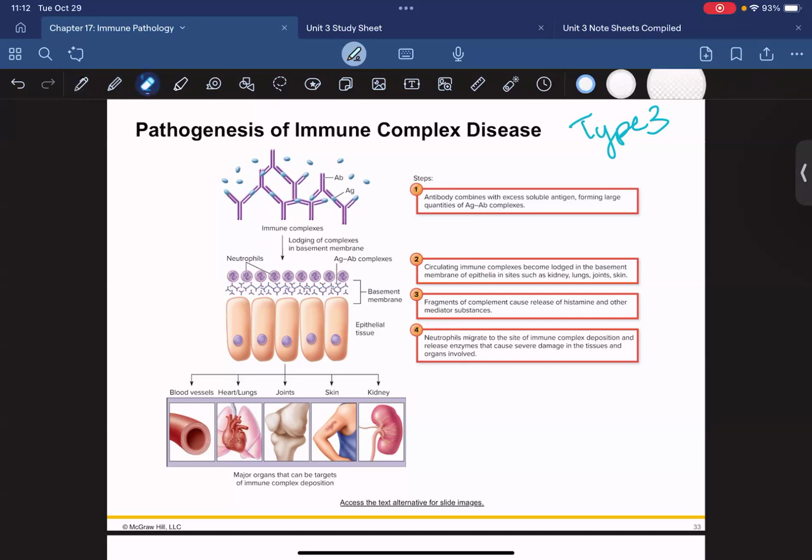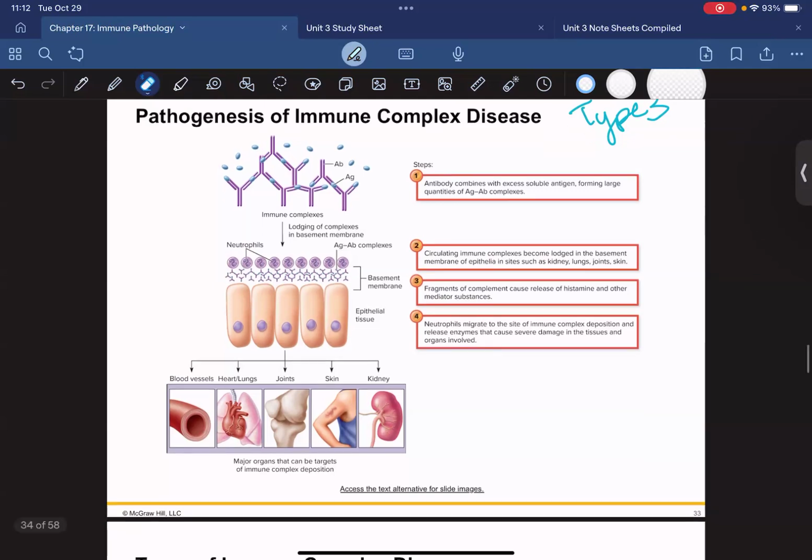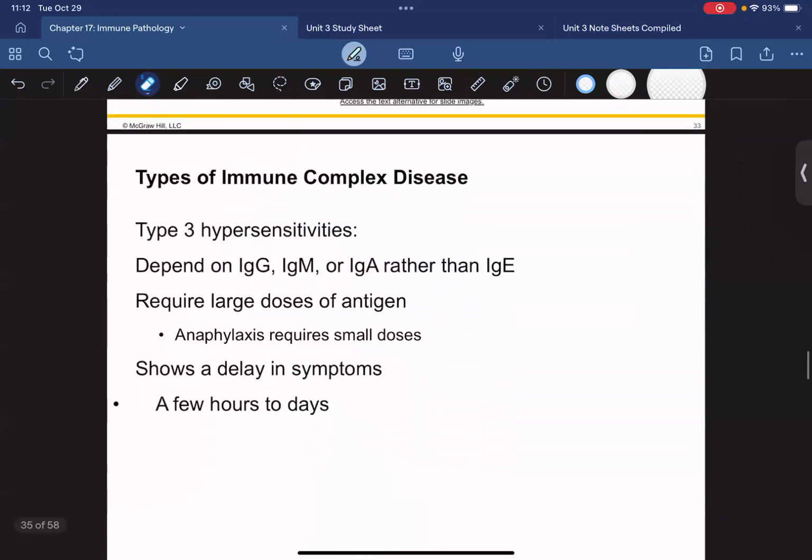And then neutrophils and complement will take action and cause inflammation and signal for more inflammatory response. That can lead to damage of the tissue in those areas: your blood vessels, your heart and lungs, your joints, your skin, where we have tiny little capillaries at the surface, and kidneys, where we have that exchange of toxins being filtered out of the blood.